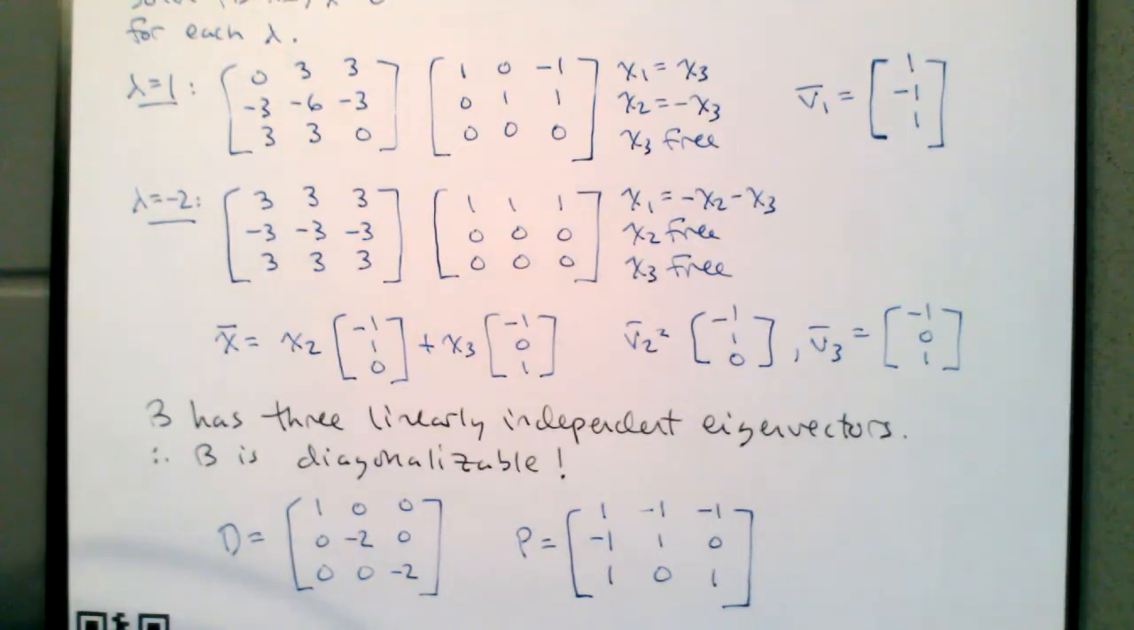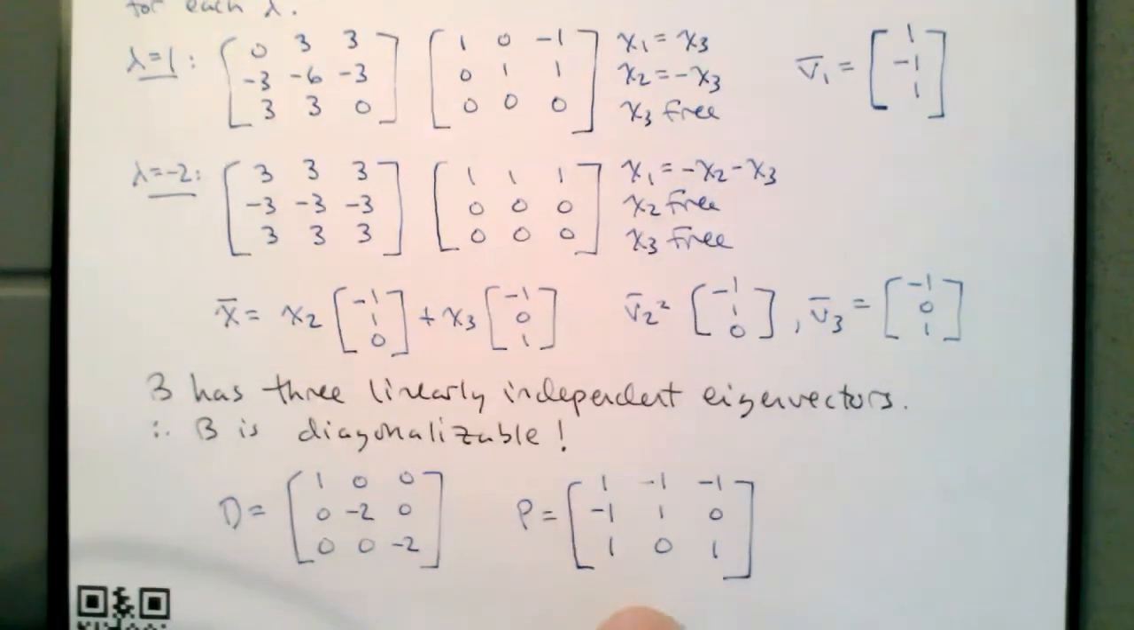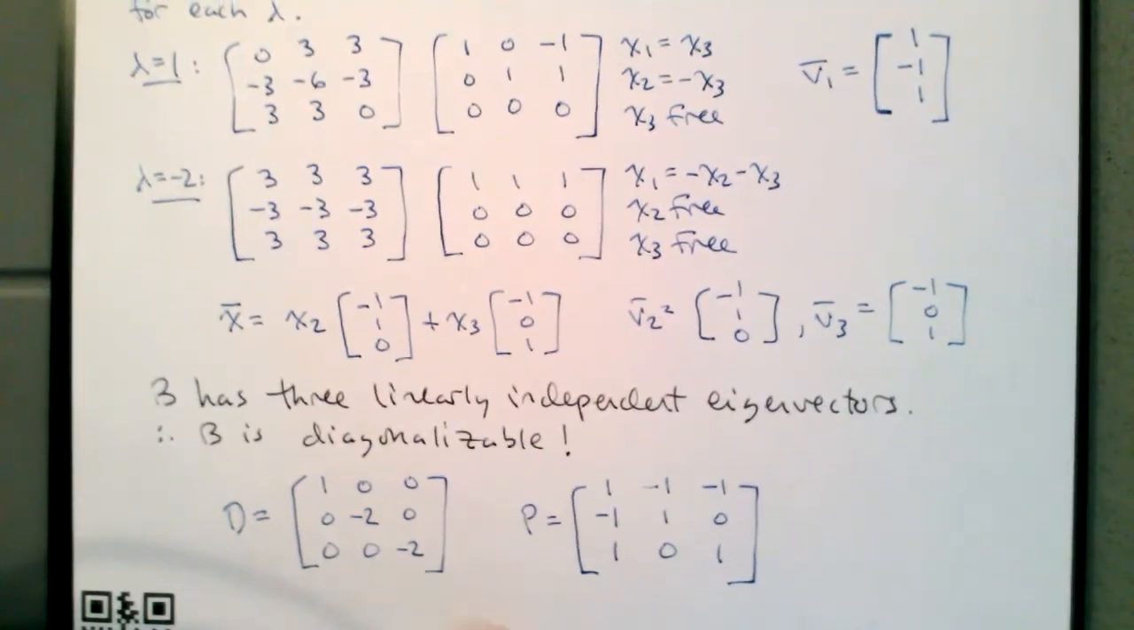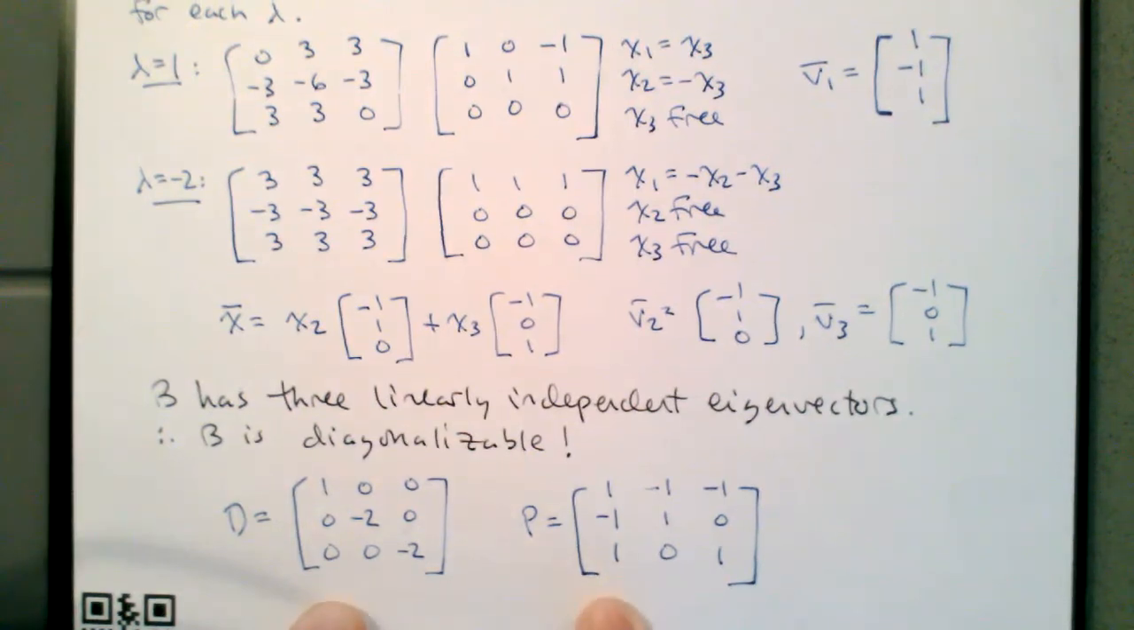Note that since lambda equals negative 2 corresponded to a two-dimensional eigenspace, in how we construct the matrix P, I put the negative 2's in the second and third columns, and then I had the two eigenvectors. I could have put them in the other order. So I could have put the V3 in the second column and V2 in the third column. And that would have been just as effective. But lambda equals 1 is in the first column, so the first column has to be the eigenvector that corresponds to lambda equals 1.